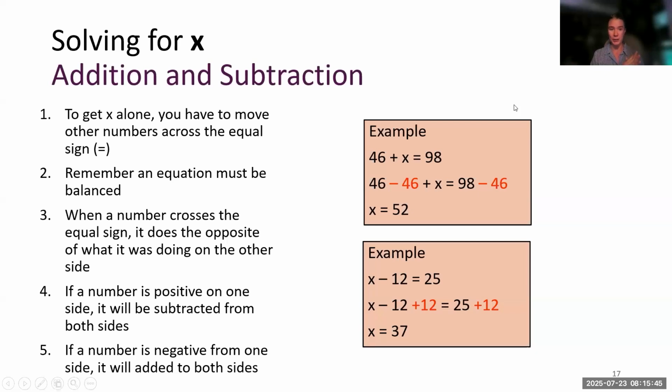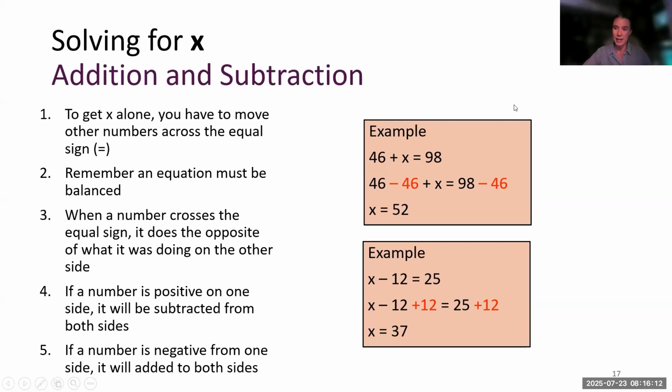The way that works, because equations have to be balanced, they have to stay equal to each other on both sides. When one number crosses the equal sign, it basically does the opposite of whatever it was doing on the other side of the equation. If a number is positive on one side of the equation, then it's going to be subtracted from both sides. And if a number was negative on one side and you're trying to move it to the other, then it's going to be added to both sides.